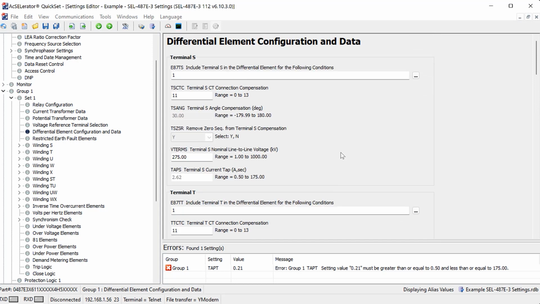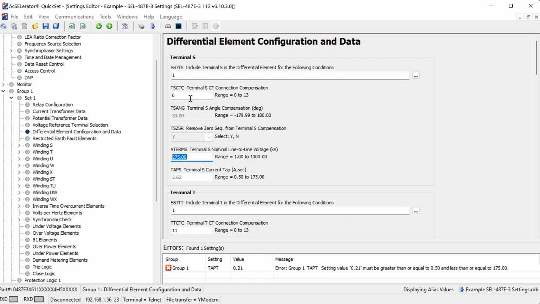Now let me scroll up over here. And again, we're going to use the S and the T terminals. I want the S terminal to always be enabled, so that's going to be a logical one. And the compensation for that terminal, which again is the delta in this case, the high side, I'm going to use that as the reference. So I'm going to use a compensation matrix of 0, which essentially means don't do anything.